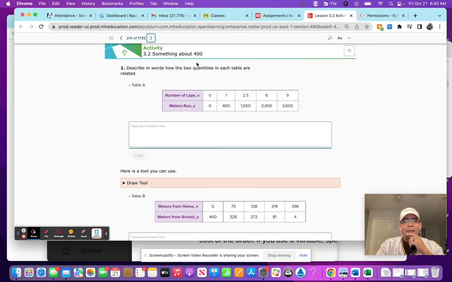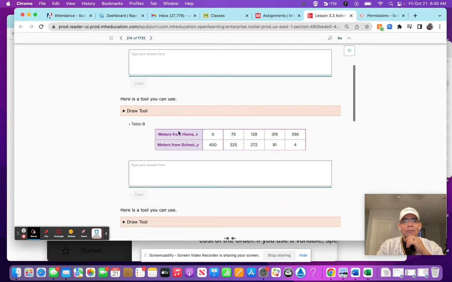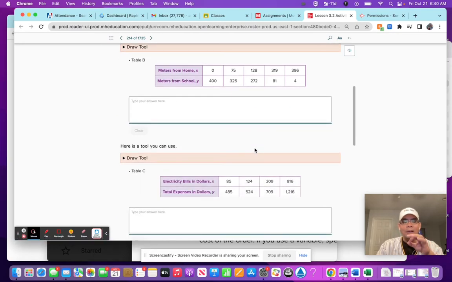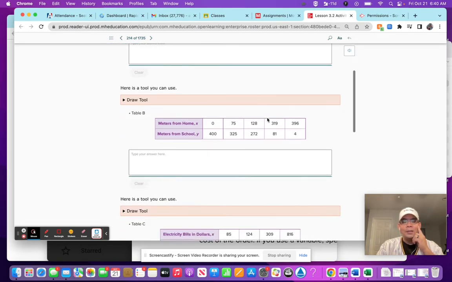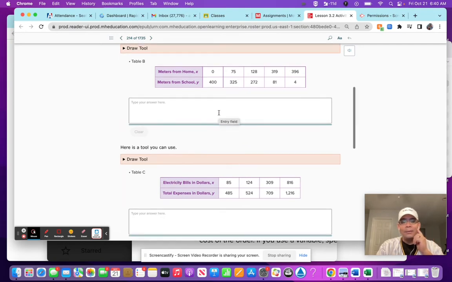Okay, so today's activity is something about 400. So all these things deal with 400. And the first thing you're going to do is look at these data tables and see if you can see the pattern that's happening on here and describe what's happening with the relationship with the numbers by just looking at it. So you're just describing what you see first. Because if you can't see it, then it doesn't matter. You're not going to be able to write an equation. So try to see if you can see what's happening here relationship-wise and see if you can see a pattern.